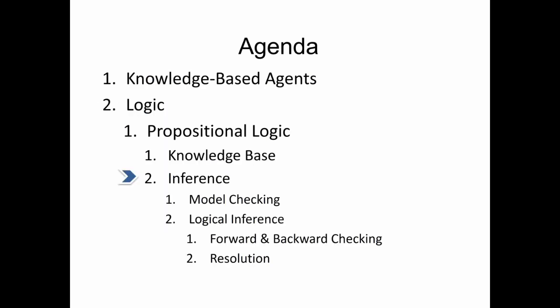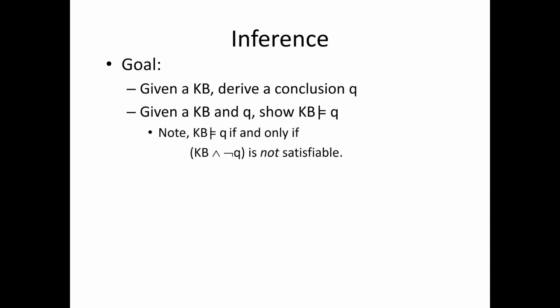And then let's talk about inference. Given our knowledge base, we want to be able to derive new conclusion Q, where Q is just a sentence that would be true as long as every sentence in knowledge base is true. And the same thing can be thought of as showing that the knowledge base entails Q. So what does it mean for the knowledge base to entail Q? That means in any world in which all the sentences in the knowledge base are true, Q is also true. And this is equivalent to saying there's no world in which every sentence in the knowledge base is true, yet Q is not true.